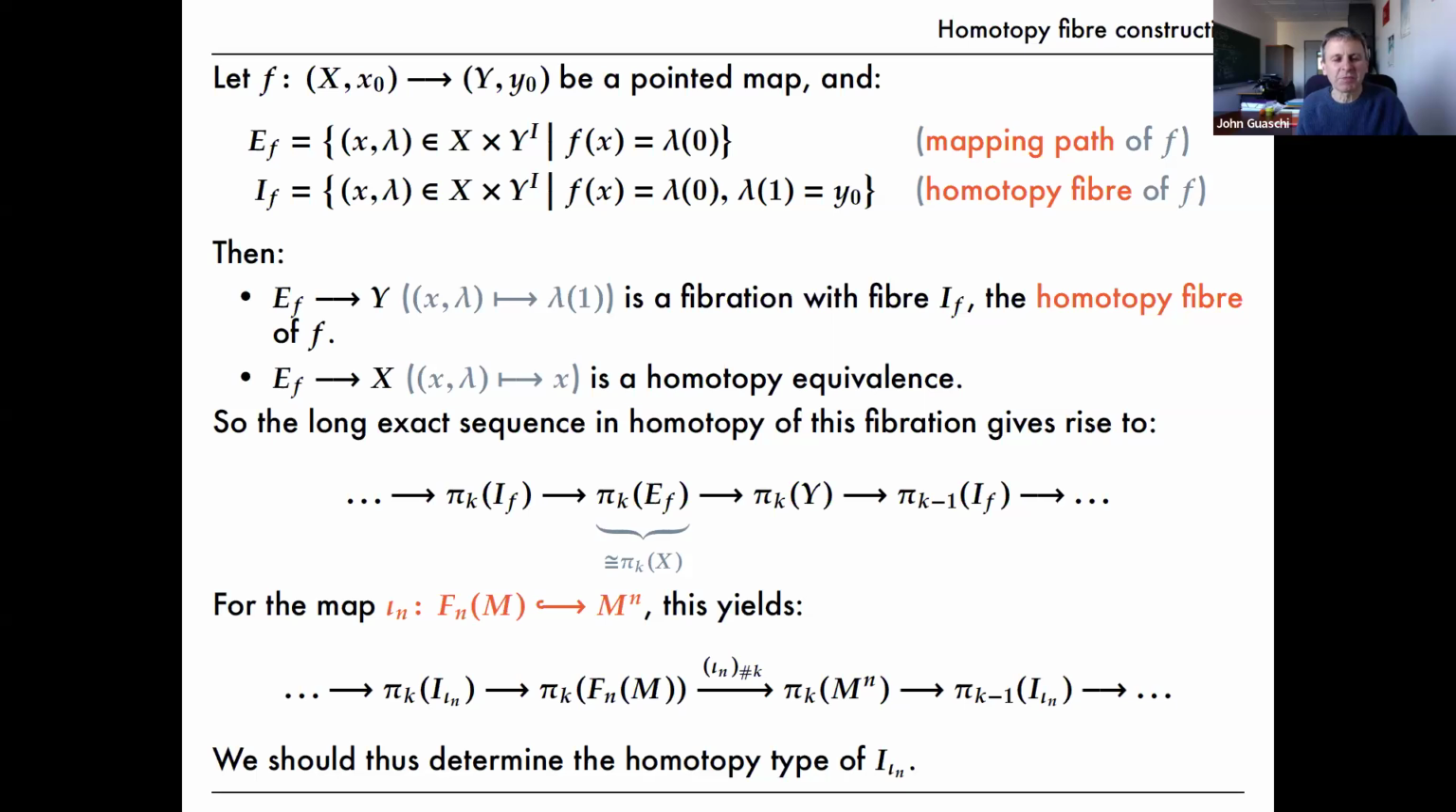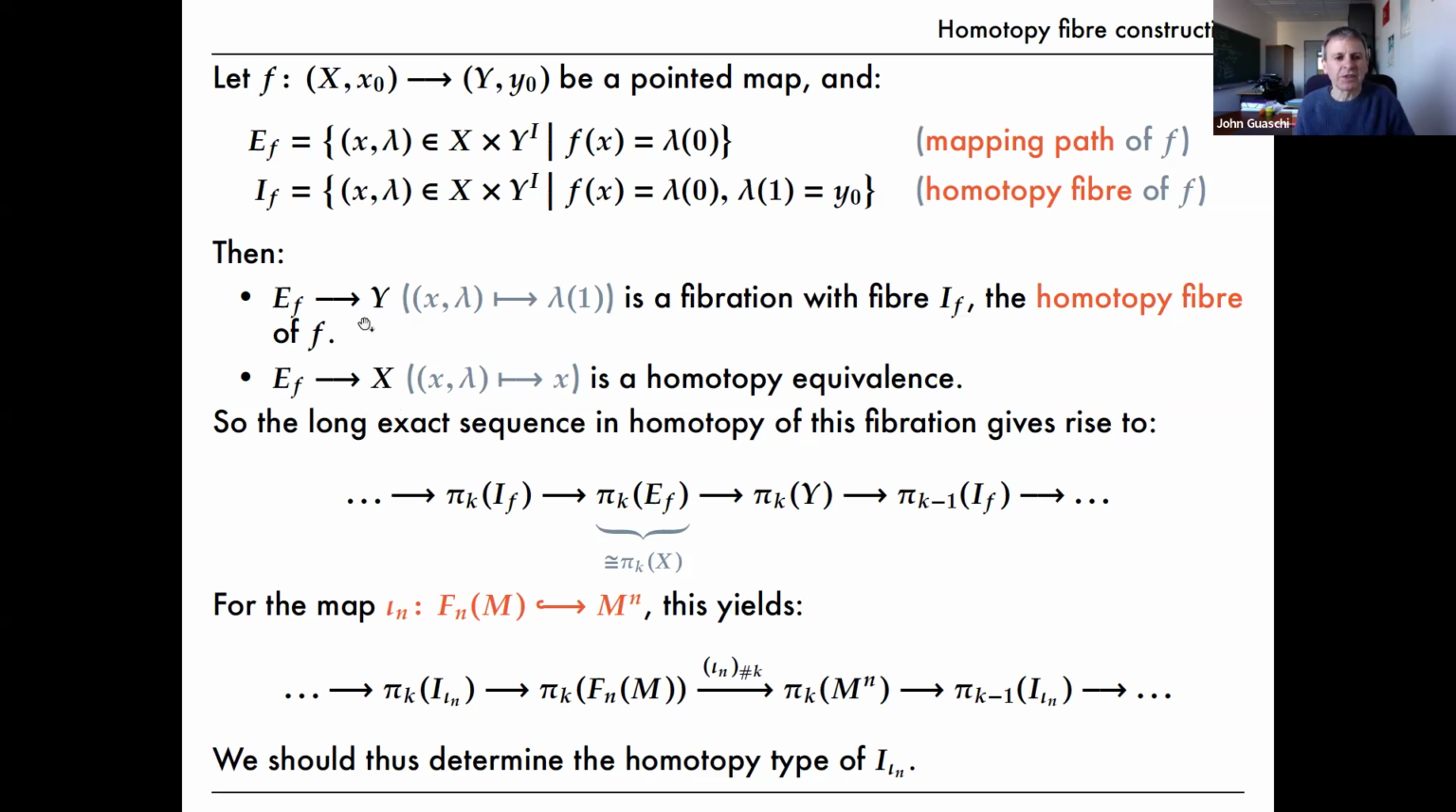The basic theory of these spaces says that if we look at this map from EF, from the mapping path into Y, which doesn't depend on x here, it just sends the pair to the endpoint, the final point of lambda, then this is a fibration whose fiber is the homotopy fiber. And one important thing is that this projection here is a homotopy equivalence. So these two spaces have the same homotopy type, and so they have the same higher homotopy groups.